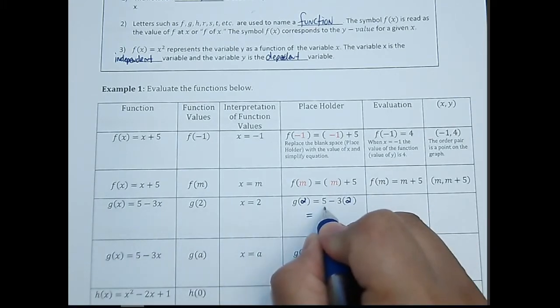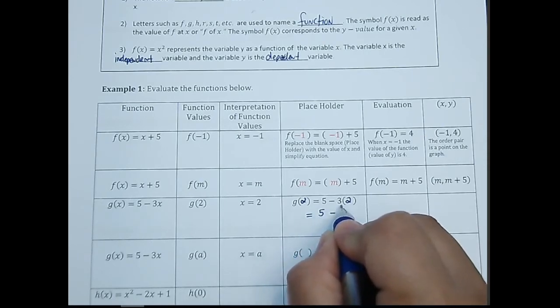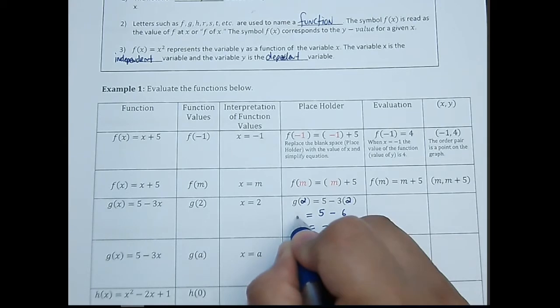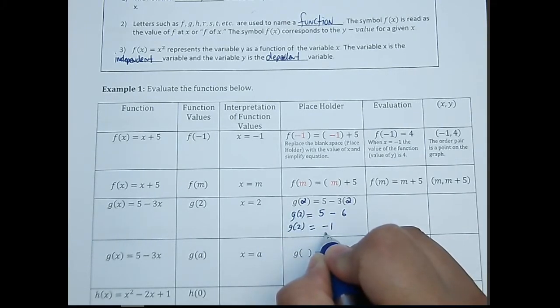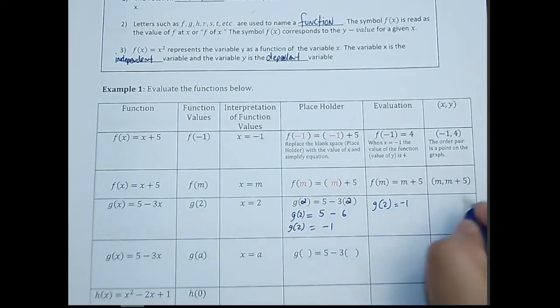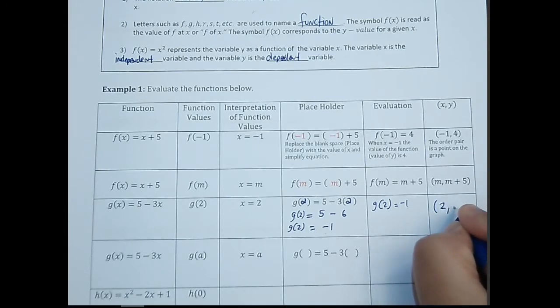Then we want to simplify. So here we get 5 minus 6. 5 minus 6 is negative 1. So g of 2 is equal to negative 1. That means that my ordered pair is going to be x is 2 and y is negative 1.